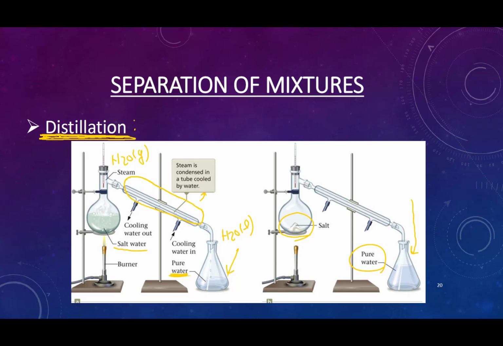Distillation is based on the boiling point of the liquid, or of the solvent. Here is water. Water boils at 100 degrees Celsius, and it passes through a cool tube, and it is converted to liquid and collected.